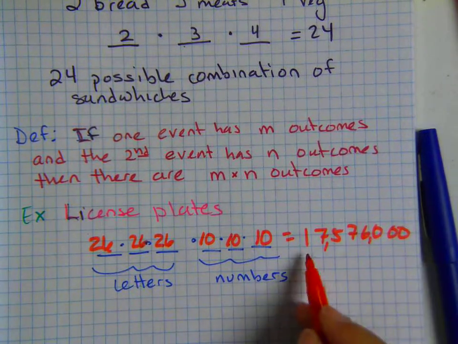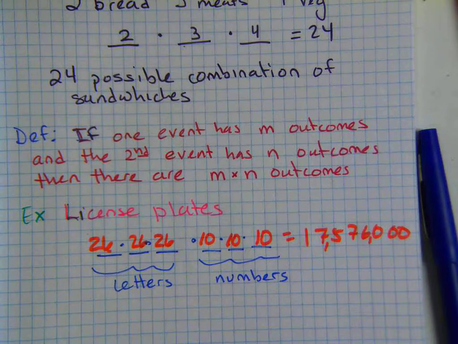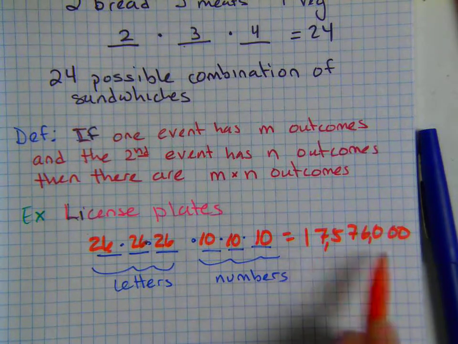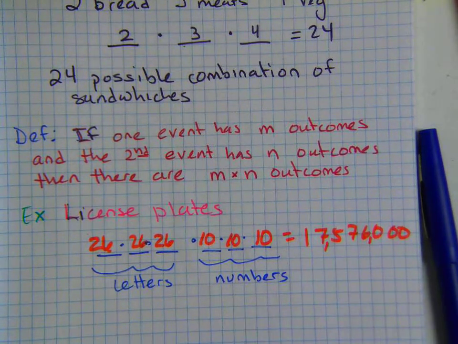So there were 17 million license plates that could be made, but what happened is there were more than 17 million cars, so the state of California said, all right, we need to change our license plates a little bit, and they added a 7th spot, which then changes the problem. All right, and that's pretty much the gist of the fundamental counting principle.